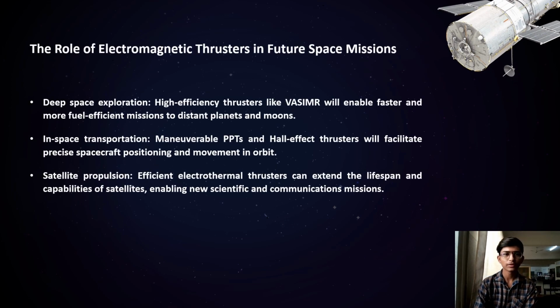Moving towards the role of electromagnetic thrusters in future space missions. Like deep space exploration, high efficiency thrusters like VASIMR will enable faster and more fuel efficient missions to distant planets and moons. In space transportation, maneuverable PPTs and Hall effect thrusters will facilitate precise spacecraft positioning and movement in orbit. And satellite propulsion. Efficient electrothermal thrusters can extend the lifespan and capabilities of satellites, enabling new scientific and communication missions.